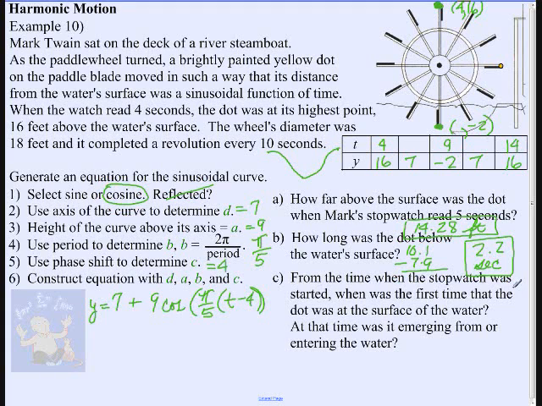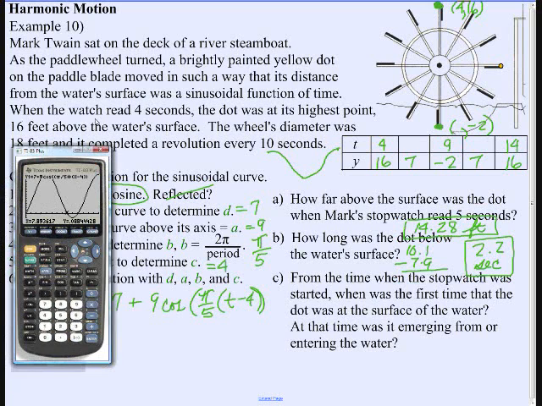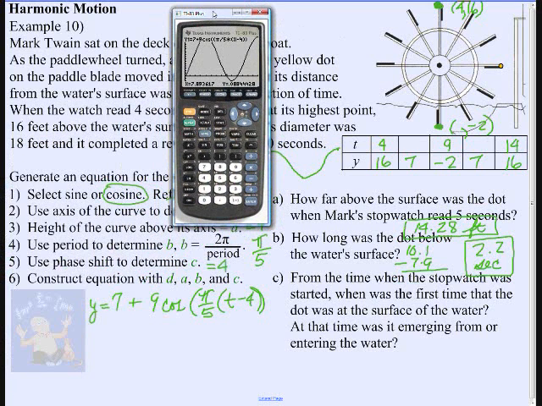From the time when the stopwatch was started, when was the first time that the dot was at the surface of the water? So the dot is at the surface of the water when y equals 0, isn't it? Because that's what y is representing, how far the dot is away from the surface. So at 0, it's right at the surface.